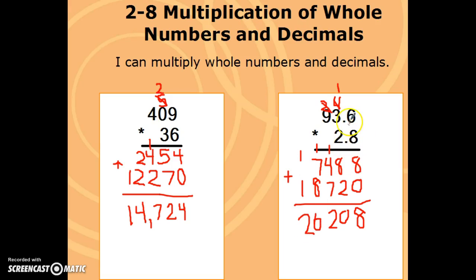Now, I'm not finished because I do have these decimals. I have 2 places after the decimals. I have the 6 tenths and I have the 8 tenths. In my answer, I need to have 2 places, 2 numbers, behind my decimal. So I have 2 places behind the decimals. So my answer is 262 and 8/100ths.